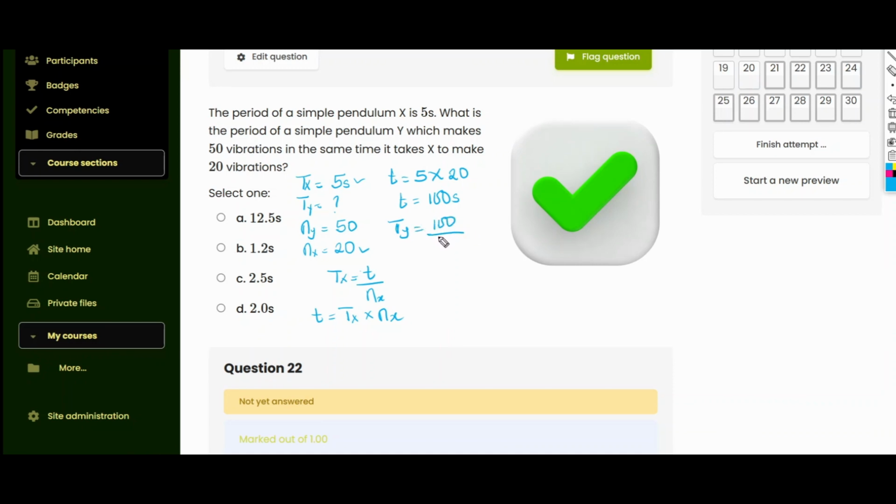From the information provided to us, the same time it took X to make 20 oscillations is the same time it took Y to make 50 oscillations. So now we need the number of oscillations for Y, which is 50. The period of Y is 2 seconds.